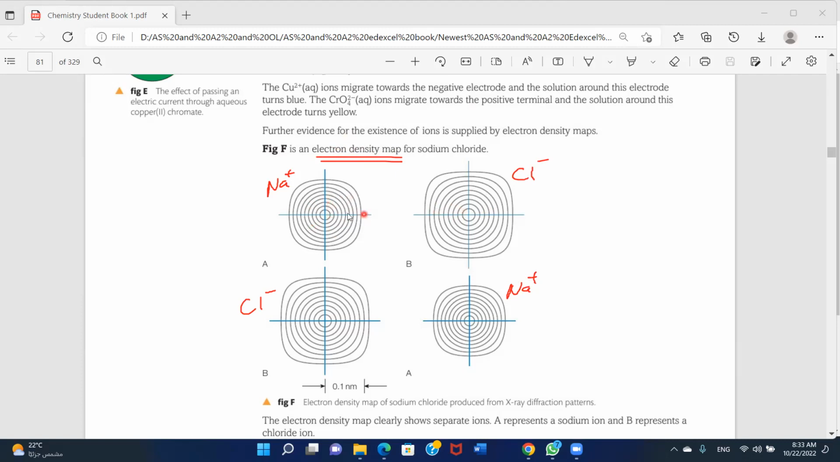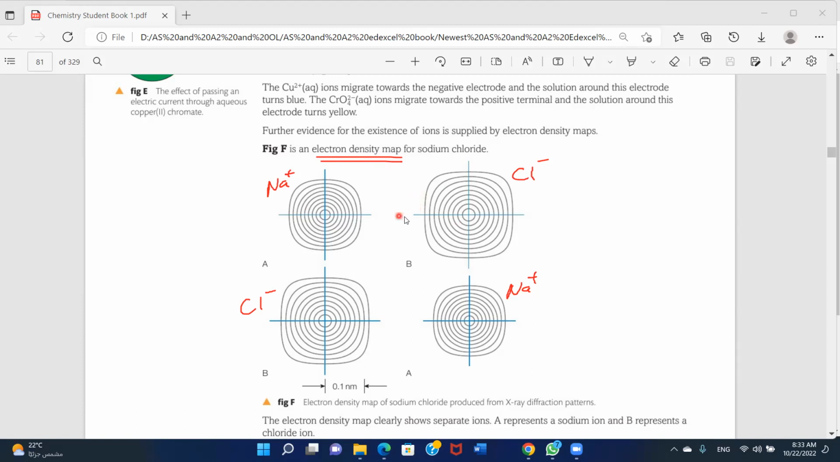The only thing you have to notice is that these circles of sodium ions are separated from the circles of the chloride ions, because in covalent compounds, we will see that they merge together. But here in ionic compounds, they are separated. Always we draw the negative ions with a bigger size than the positive ions. So this electron density map represents the electrons present in sodium ions and chloride ions. We draw them as separate, and we show that the negative ion is greater than the positive ion. This is called the electron density map.